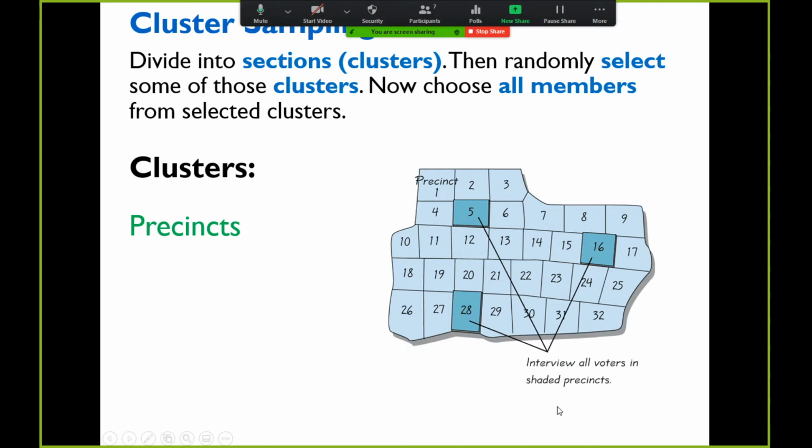All right, so cluster and stratified are very similar in the sense that you break them up into different subgroups. But with cluster, you randomly select a subgroup. In this case, we call them sections or clusters. And everyone in there is part of the sample. Every one of those that you chose, like precinct 5, 16, and 28, is part of your sample. So take a moment to think about that. See if you have any questions.